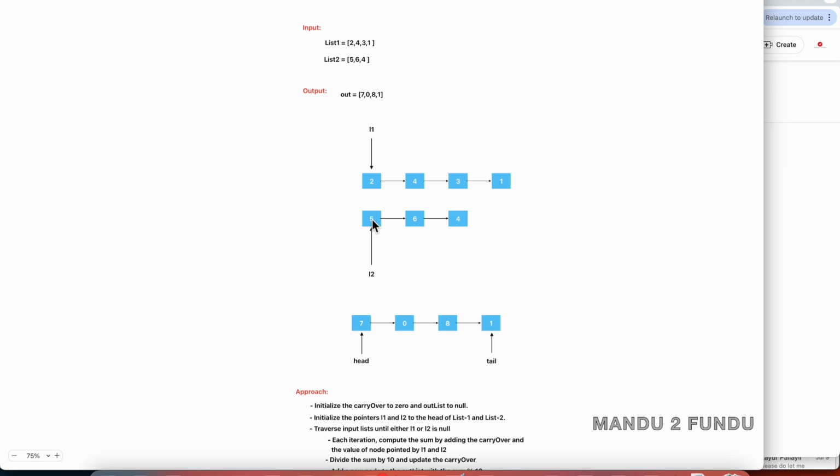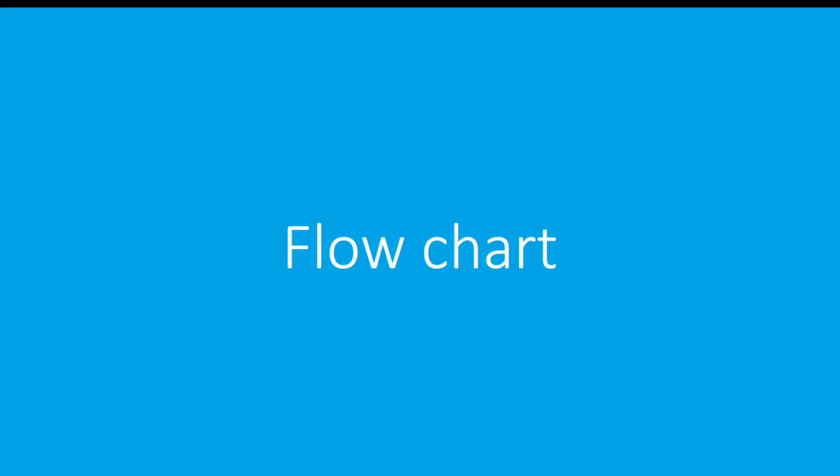So in this case, if you see, 5 plus 2 is 7, 4 plus 6 is 10, so we add 0 here and the carryover will be 1, passed on to the next iteration, which adds 1 plus 3 plus 4, which is 8, and there is no carryover, so we just simply add that 1 to the tail. So finally we get this output list. Let's look at the flowchart.